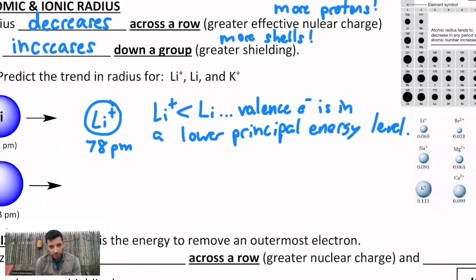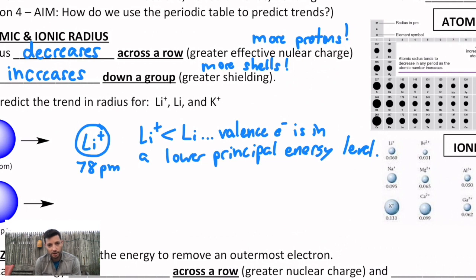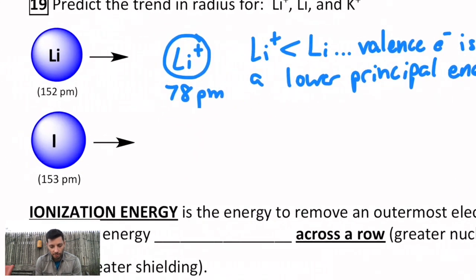Lithium is 1s2, 2s1, but lithium plus is isoelectronic with helium. It's only got electrons in the 1s, and that's it. So they are much closer to the nucleus. The opposite trend is observed for anions.